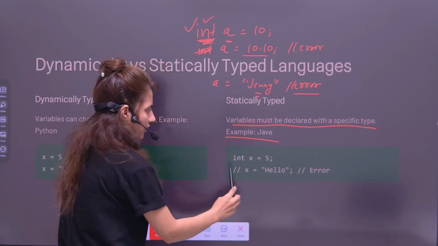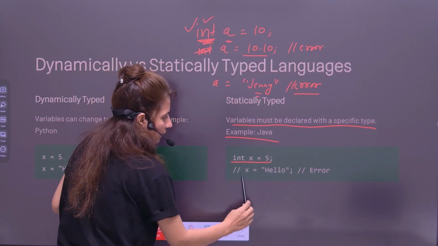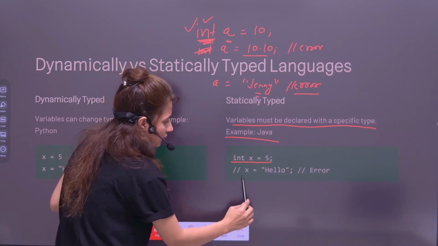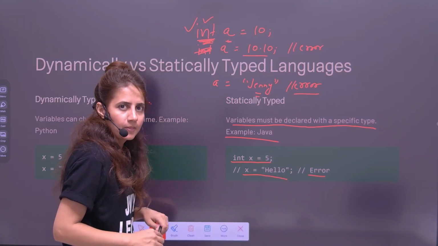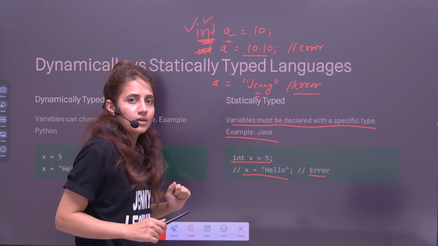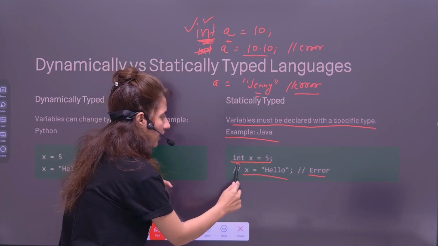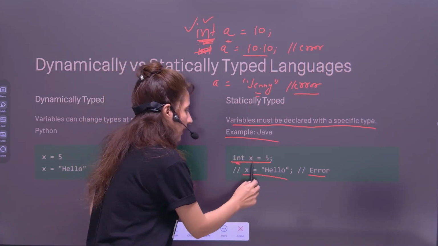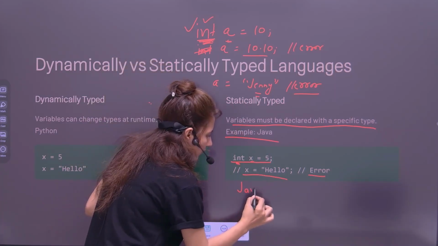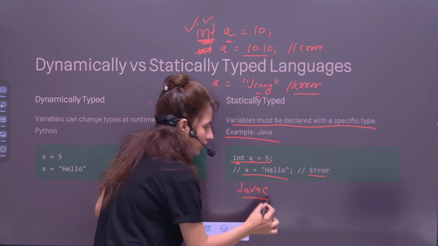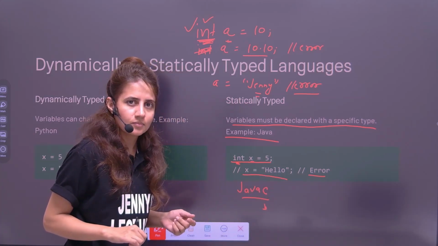Okay. Now let's say like this, int x is equal to 5. Now if you reinitialize x is equal to "hello", then it will give an error. At compile time only it will give an error. So this type would be checked for this variable at compile time only, right? So when you compile this with the command javac, then only it will give you an error, right?